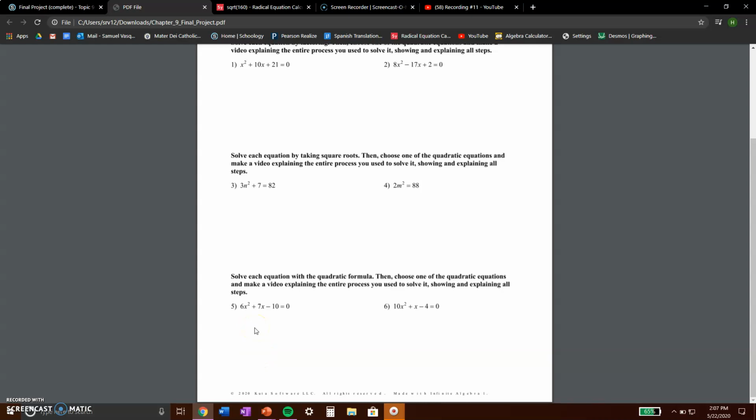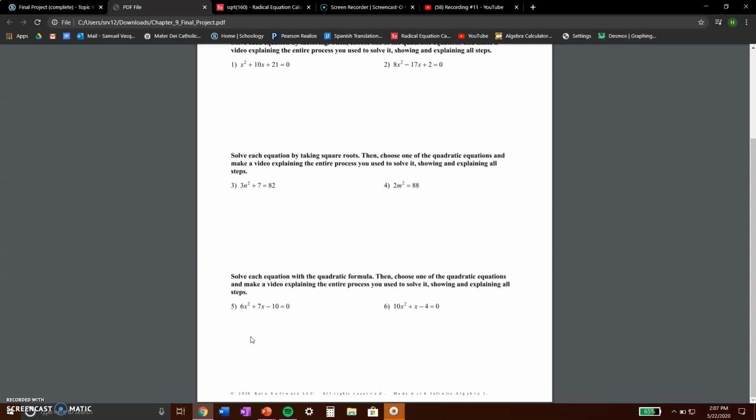Once you plug in the numbers, it will look like negative 7 plus or minus the square root of 49 minus 24 times negative 10, and of course that's all with just combining like terms, multiplying, and doing all the exponents. Negative 24 times negative 10 is going to be negative 240, and that's negative 240 plus 49, which is 289. Once you square root that, that will equal 17.